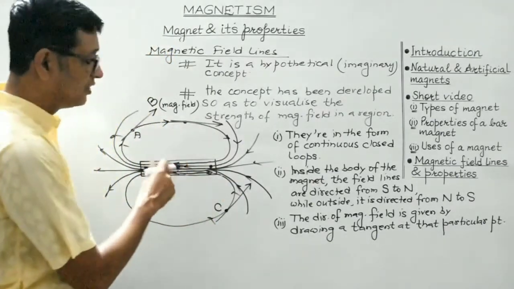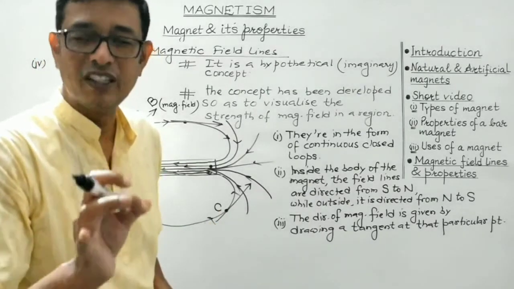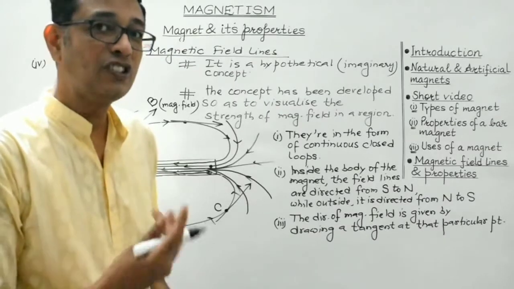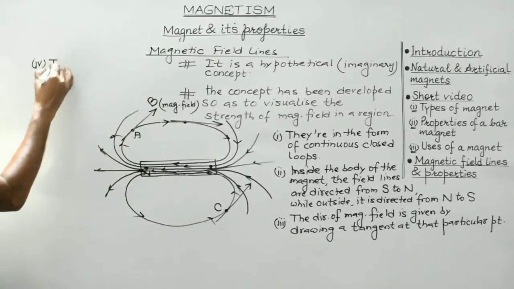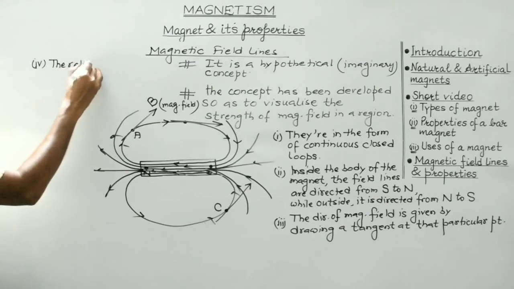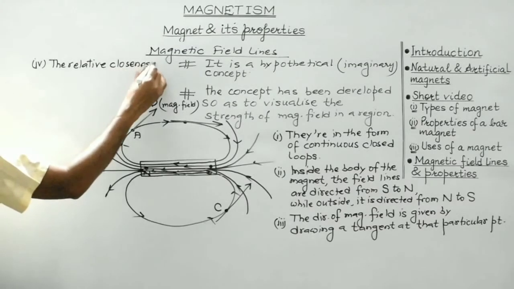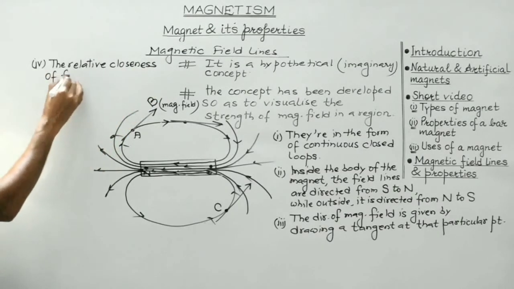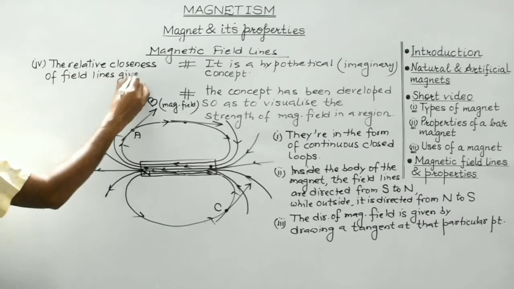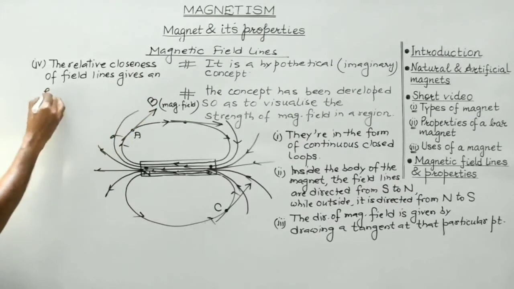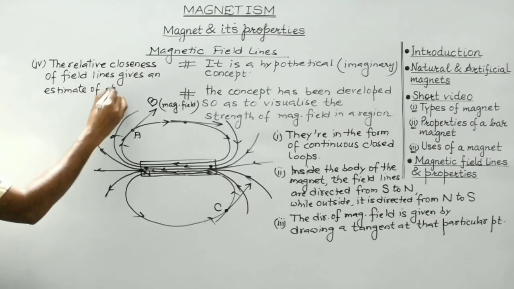So basically, the relative closeness of the magnetic field lines gives a measure of the strength of the magnetic field. So, the relative closeness of field lines gives an estimate of the strength of the magnetic field.